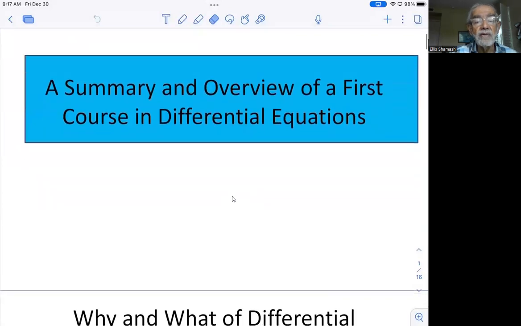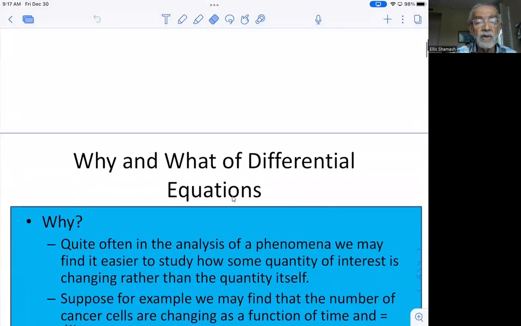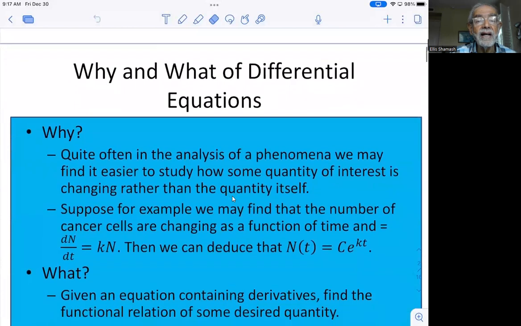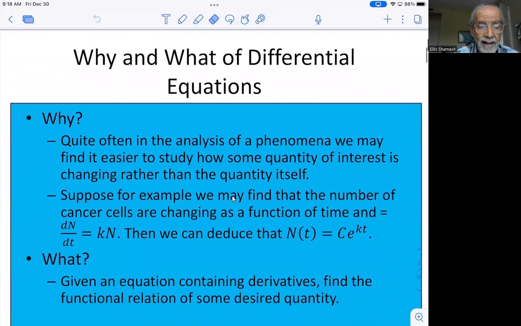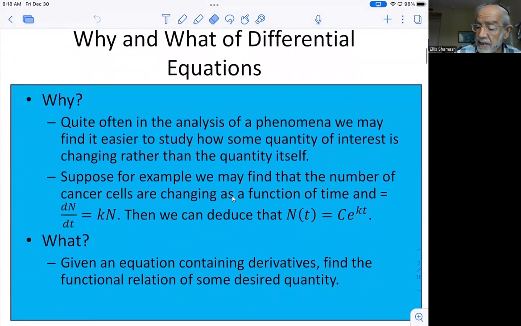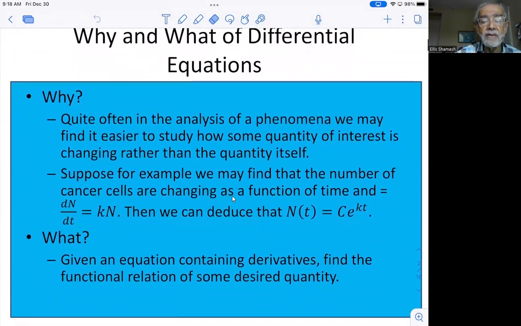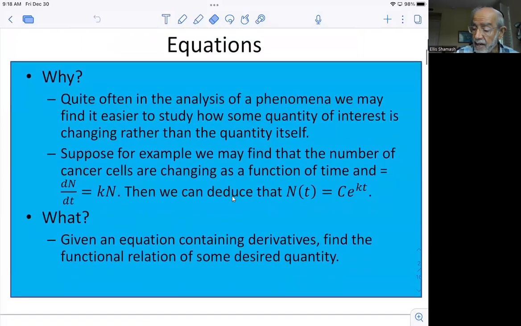So let's look at a summary and overview of the course in general. The first question we want to ask is why. What is the why of differential equations? Why do we need it? We need it because quite often in the analysis of phenomena, it's easier to study how some quantity of interest is changing rather than knowing what the quantity itself is doing as a function, let's say, of time or what have you. So here's an example.